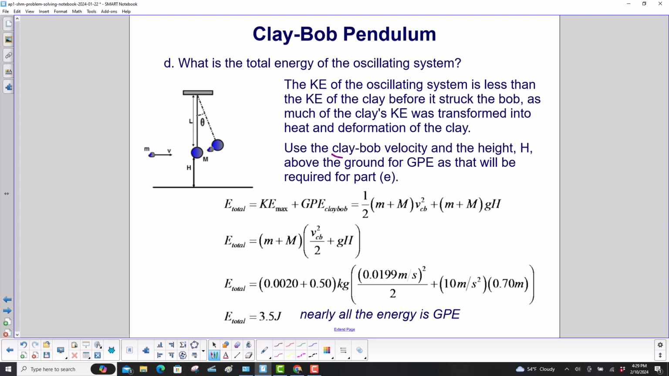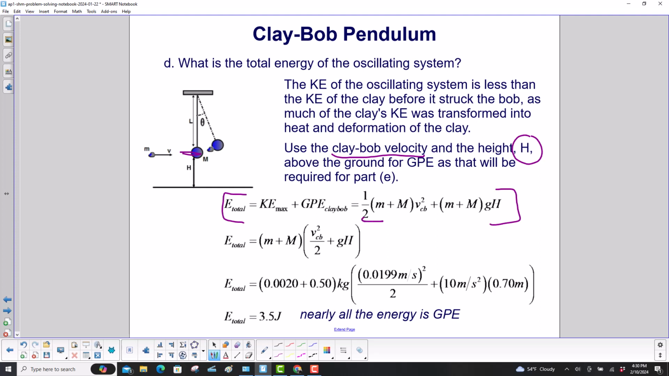So we're going to use the clay-bob velocity, not the velocity of just the clay, and the height h above the ground for GPE. We're going to need that for part A. So here's our total energy: kinetic energy max, which is right here, plus the GPE of the clay-bob at that point.